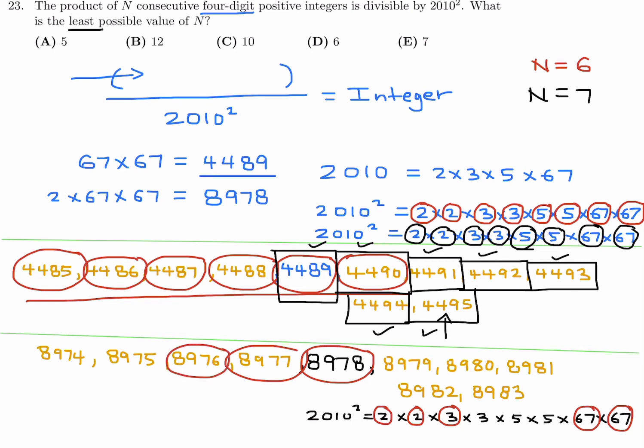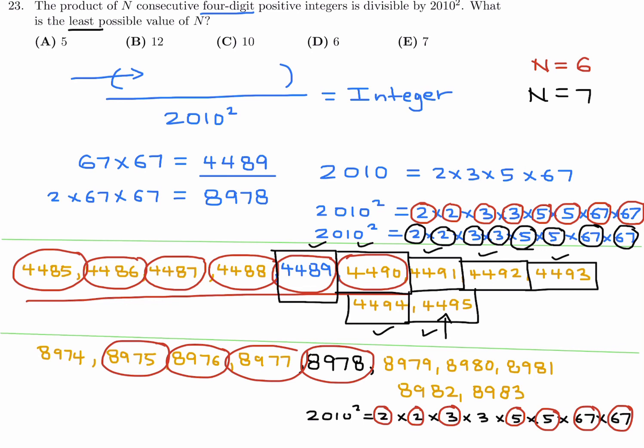How about 8975? That is obviously divisible by 5 because it ends in a 5. Then it's divisible by 5 again. And is it divisible by the final 3? No. But what about 8974? Is that divisible by 3? And the answer is no.